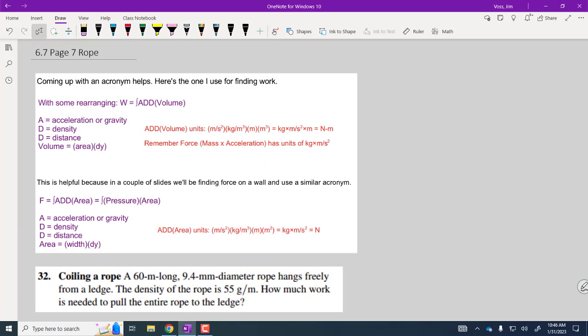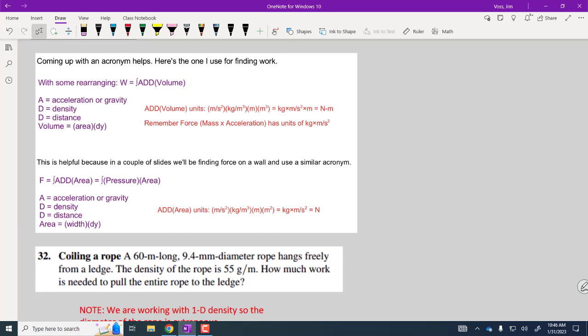So here is what we are going to do. This is going to be the formula that we are going to use for work. ADD volume. That will always find the work when you're doing a pumping or a lifting problem. A is acceleration. D is density. Second D is distance traveled. And then we have our volume, our elemental volume. So that's the volume of a representative slice. So cross-section multiplied by dy. And that will always work.